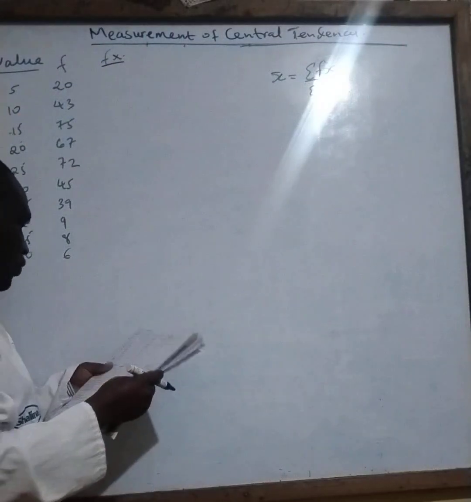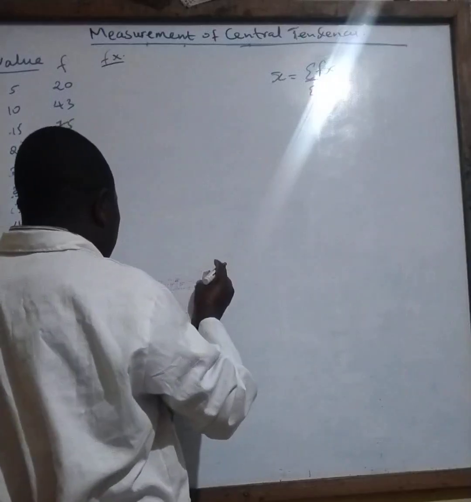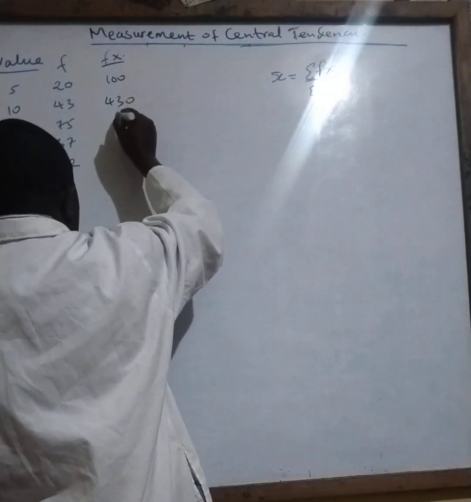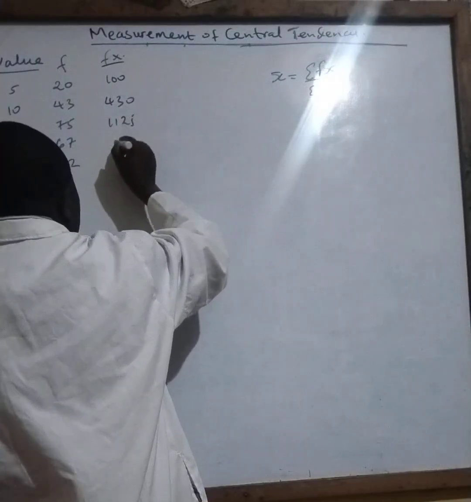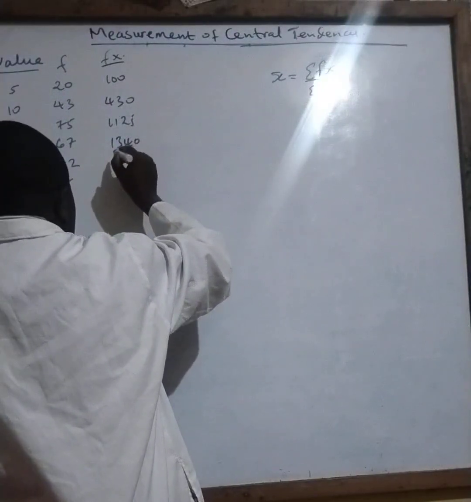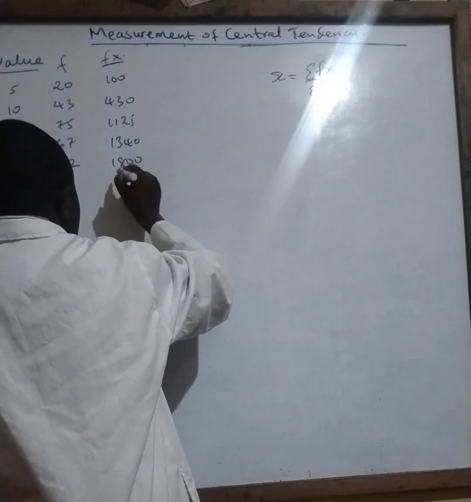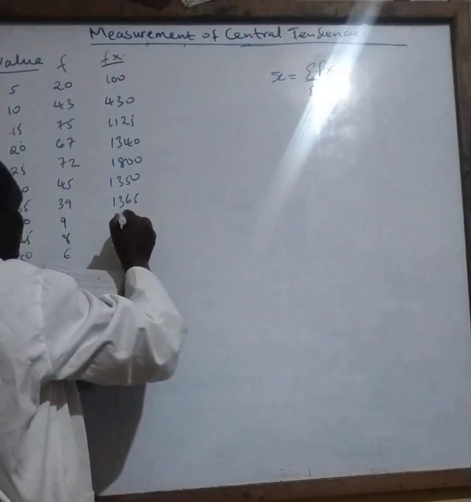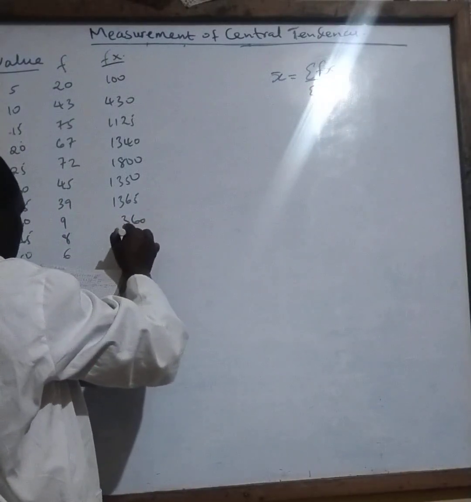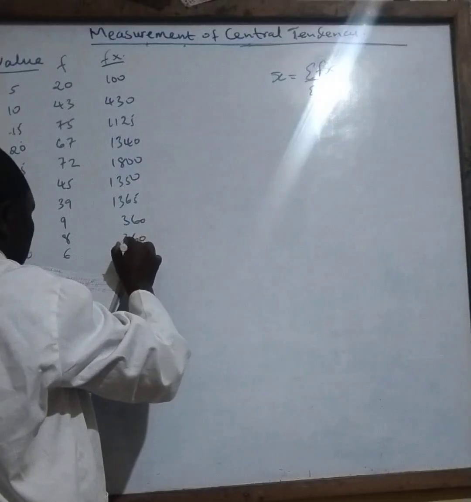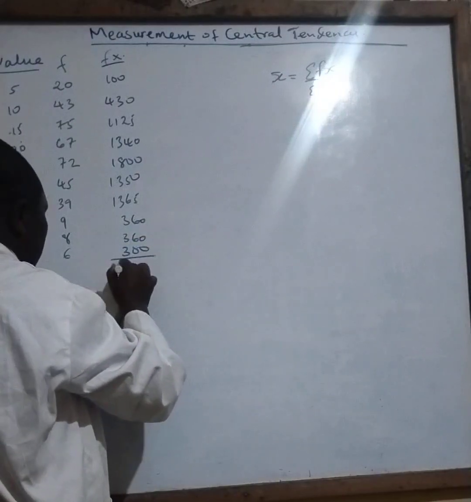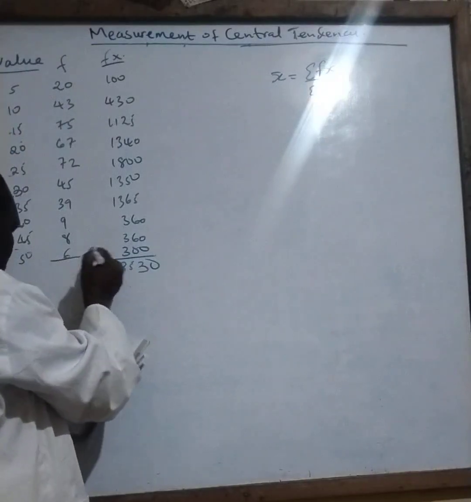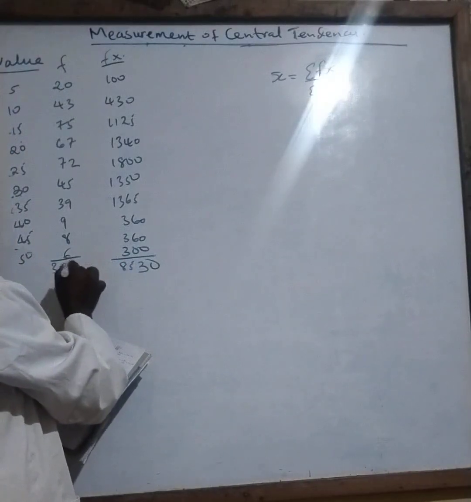So the first one will give you 100, 420, 430, sorry, 1125, 1340, 1800, 1350, 1365, 360, 360, and 300. Total here is 8,530. For the frequency, the answer is 384.